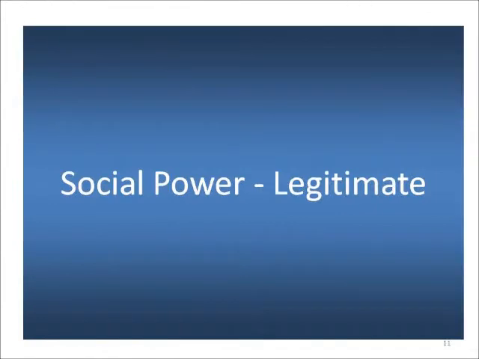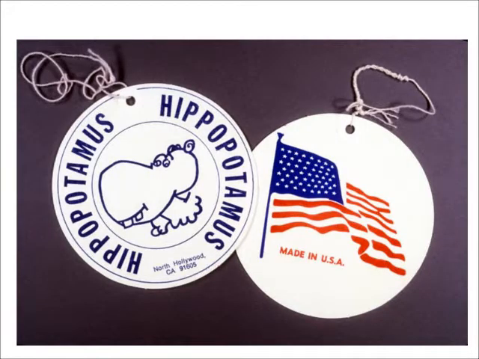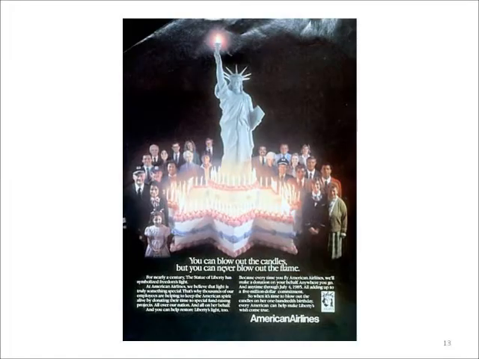Legitimate social power is based on the cultural norms of shoulds and should-nots. For example, the appeal that Americans should buy American manufactured products is based upon the cultural social norms that American consumers should support the American economy. As using the Statue of Liberty is an example of legitimate power based upon the cultural norm that consumers should be proud of their nation.